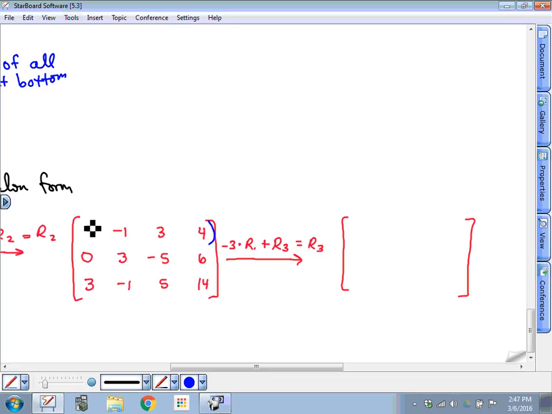So row 1 is now going to be multiplied by -3. So -3 times 1 is -3. -3 plus 3 is 0. -3 times -1 is 3. 3 plus -1 is 2. -3 times 3 is -9. -9 plus 5 is -4. And then -3 times 4 is -12. -12 plus 14 is 2.